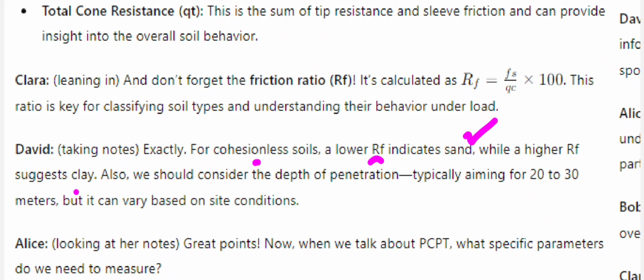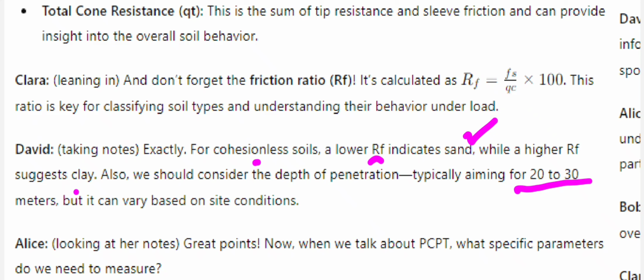We should also consider depth of penetration, typically aiming for 20 to 30 meters, but it can vary based on site conditions. So the friction ratio is an important parameter. By that we can understand whether the soil type is clay or sand. How do we understand that? Based on the friction ratio. If the friction ratio is higher, it suggests that it can be clay. If the friction ratio is low, it suggests that it's sand.